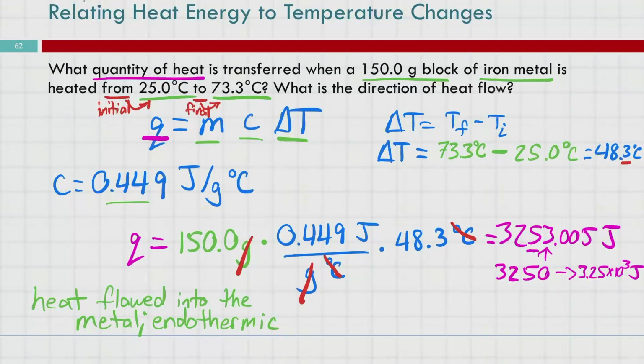And we know that it's endothermic because the temperature increased. It went from 25 degrees Celsius to 73.3 degrees Celsius. We also know that it's endothermic because our joules is positive. A positive Q value means endothermic. A negative Q value means exothermic. It's losing energy. So positive Q, we're gaining energy. Negative Q, we're losing energy.